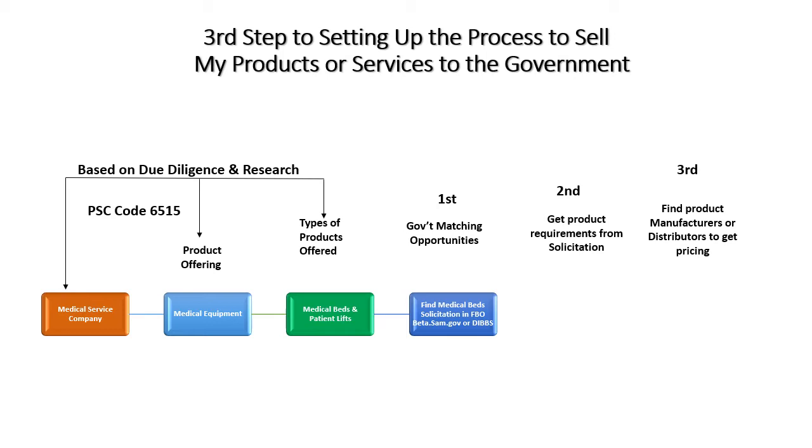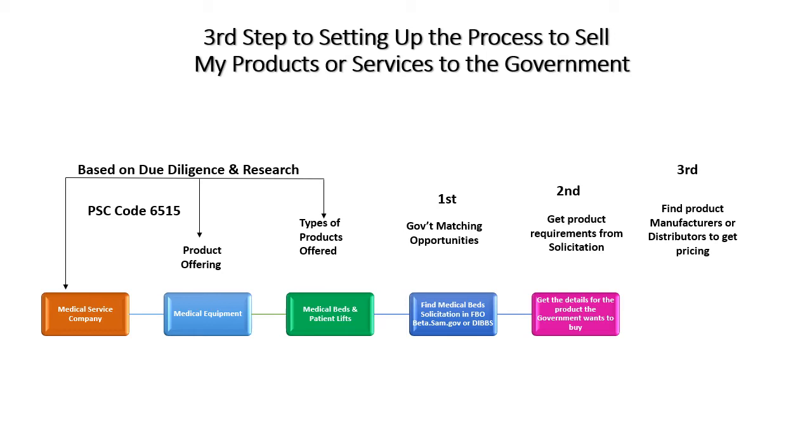I document those opportunities, and then second, what I'm going to do is I'm going to look inside each of the solicitations to get the requirements, meaning what type of bed are they looking for? What manufacturer are they looking for? Or can I use any type of bed? It will give you all of those details inside the solicitation.